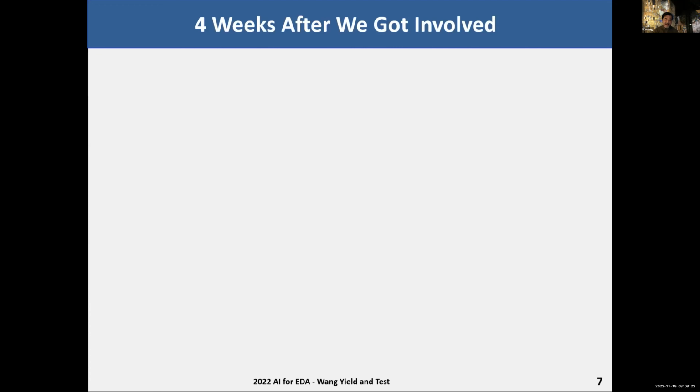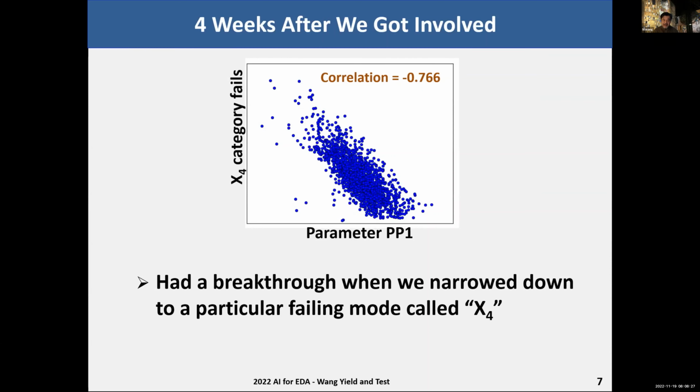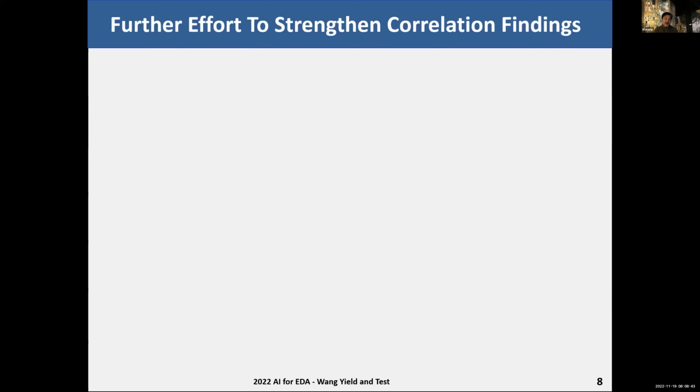Roughly about 4 weeks after we got involved, we had a breakthrough. The breakthrough is that we narrowed down to a particular failing mode, which we call X4, and we were able to find a good correlation between X4 and one of the parameters, which we call PP1 here. In the next several weeks, we continued to find ways to strengthen the correlation finding, because we had to convince the product team that we had found something real.